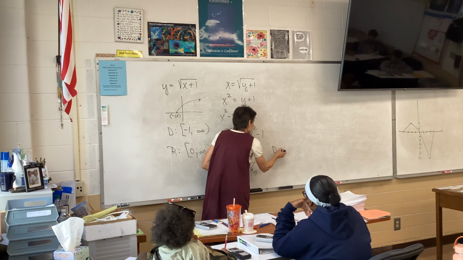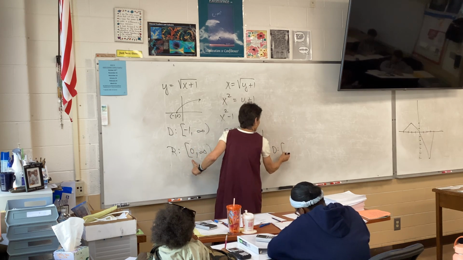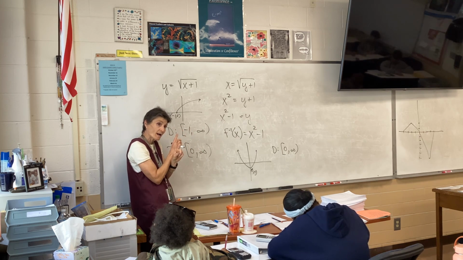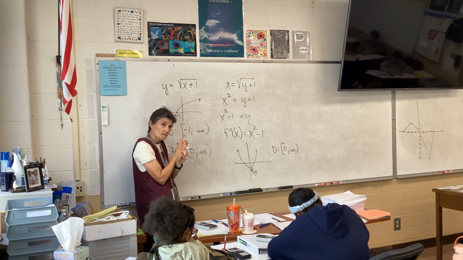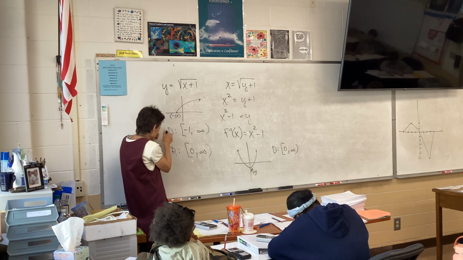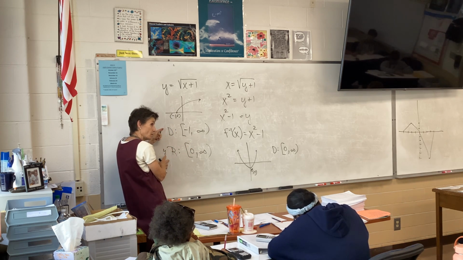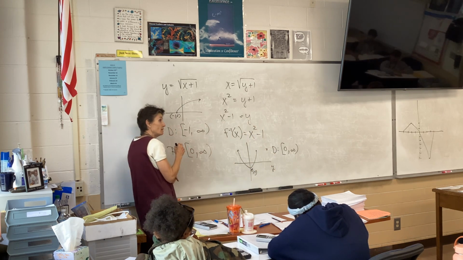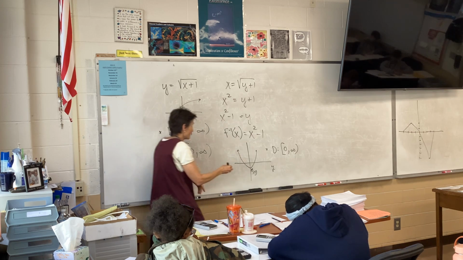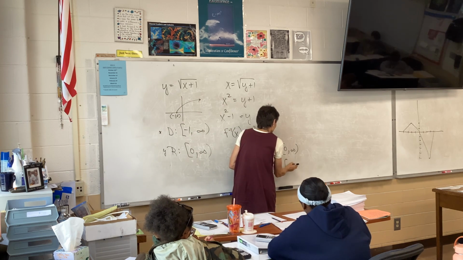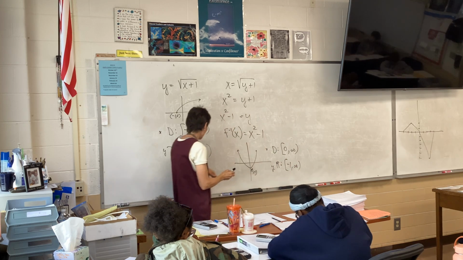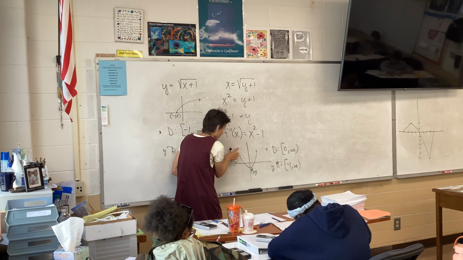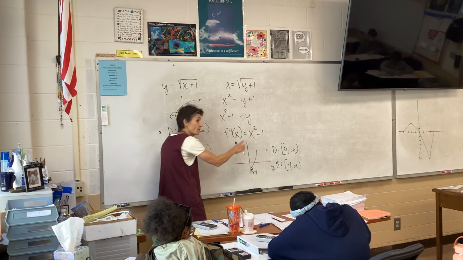So the domain of this one has to be the range of the original. Remember, you switched the x's and y's. So these are the x's and these are the y's of the original. Those become the x's and y's of the inverse, only they switch. So my range is -1 to infinity, and my domain is 0 to infinity for the inverse, which means I'm not looking at the whole picture, I'm only looking at that half of it.